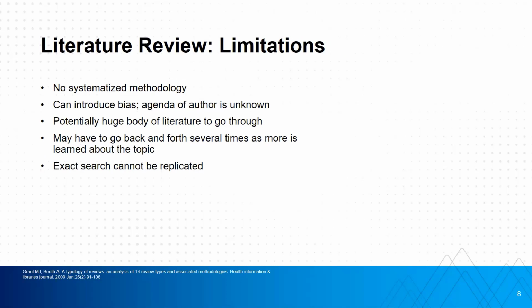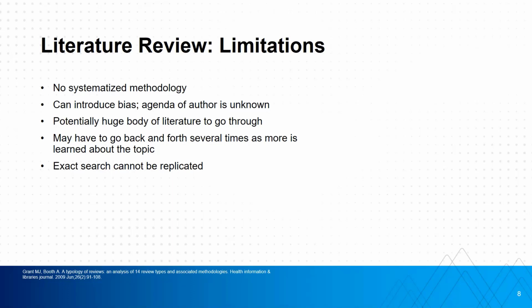So as I have mentioned a couple of times here, there's no systematized methodology. So there are a lot of different ways you can conduct it. And that can cause some issues. For one, it can introduce bias. So if you have just one person working on a literature review, which is totally fine, you can be one person or you can have a team, you don't know the agenda of that author. So you don't know if they're selectively choosing certain articles to promote a particular motivation. They may not be. They may be doing it unintentionally, but you don't know.